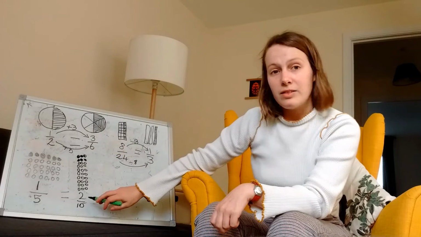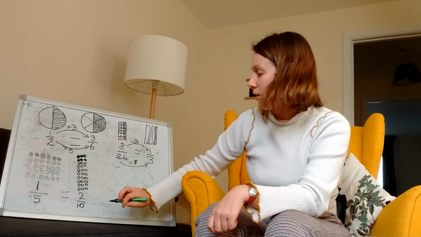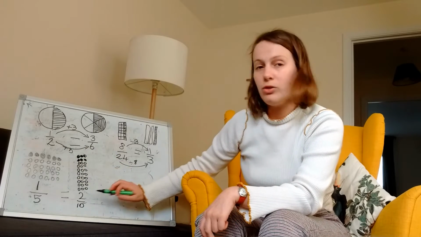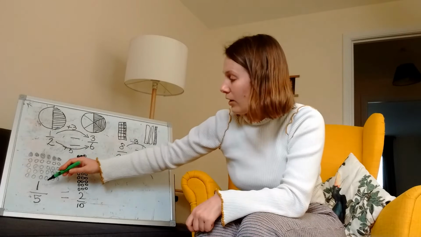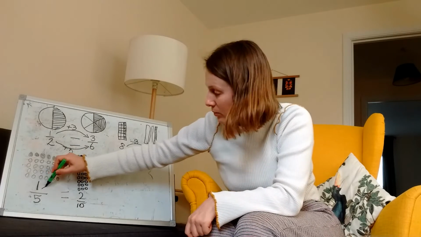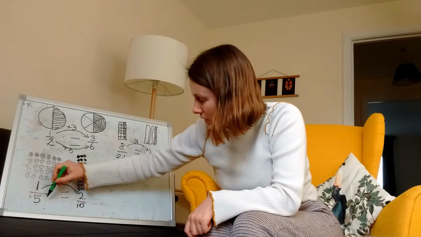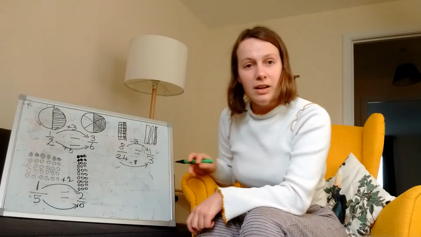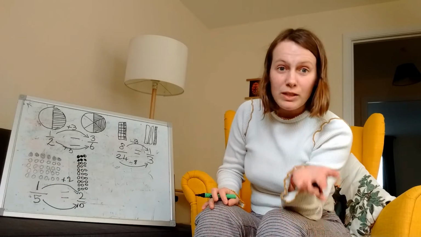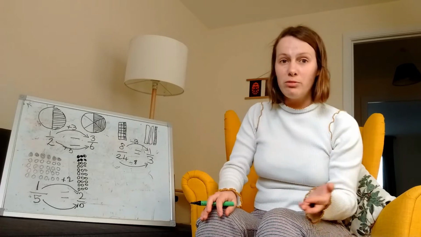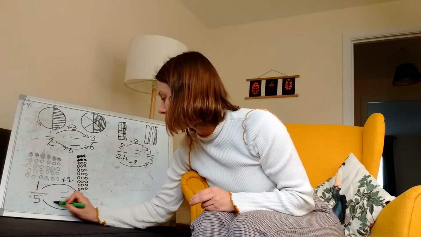Works exactly the same with this one down here. 1/5 is equivalent to 2/10. I know to get from 1 to 2, I need to times 2. And to get from 5 to 10, I need to times by 2. It's the same to the top as to the bottom. Same to the numerator as the denominator.